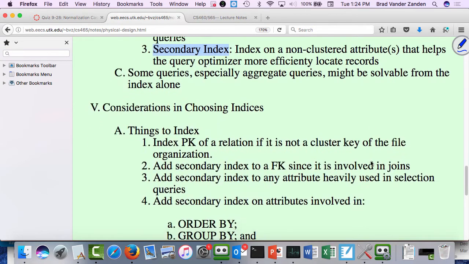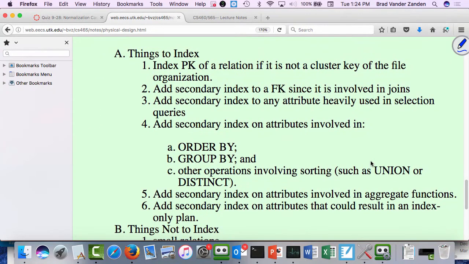Okay, so there are some rules of thumb about what can be done, and that's what they are. They're not thou shalts or thou shalt nots. They're just general rules of thumb. So generally, we put an index on the primary key of a relation if it is not the cluster key.